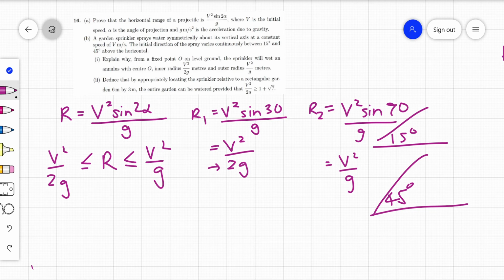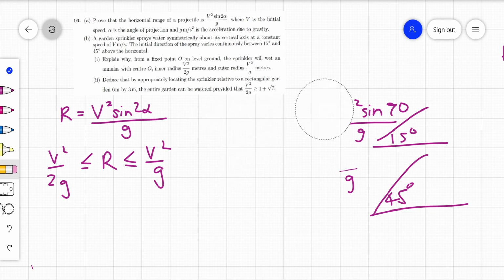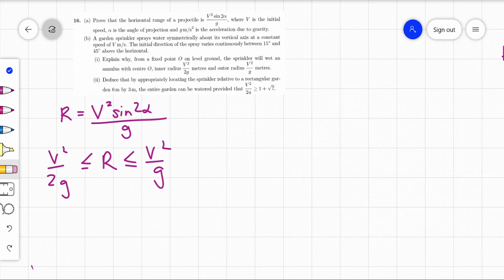All right, so that's why, explain why from a fixed point a sprinkler will wet an annulus with an inner radius of V squared on 2G and an outer radius of V squared on G. All right, so we know that, so let's deduce that. We've got a garden and we've got to place the sprinkler so that it wets the whole garden.